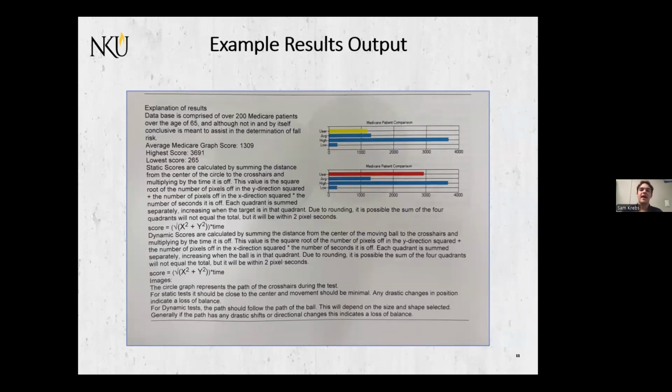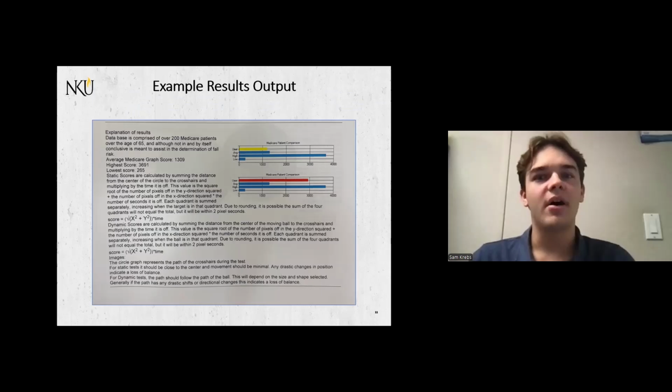So if you look at our graphs up at the top, this is in comparison to 200 Medicare patients over the age of 65. The bottom graph is one individual's first test on the KoreBalance when they first started it. As you can see, they fall into that high risk category with the red line. After doing the KoreBalance for about 4 months, they have dropped dramatically into the average, which is that yellow line up there.